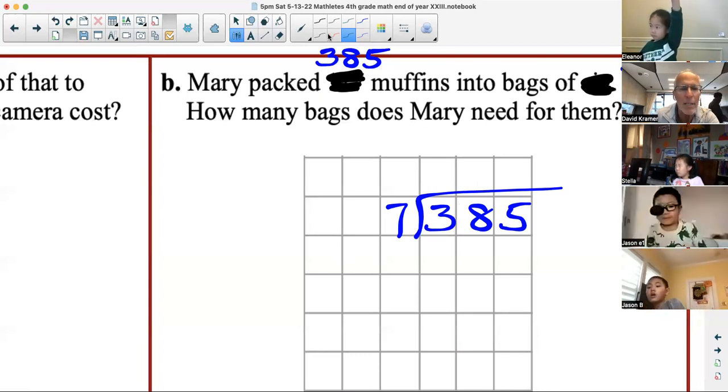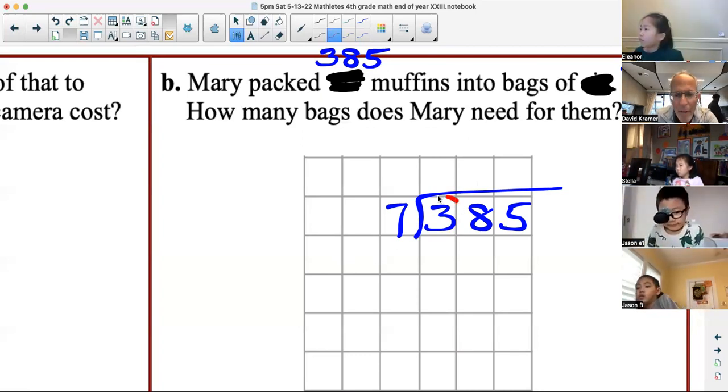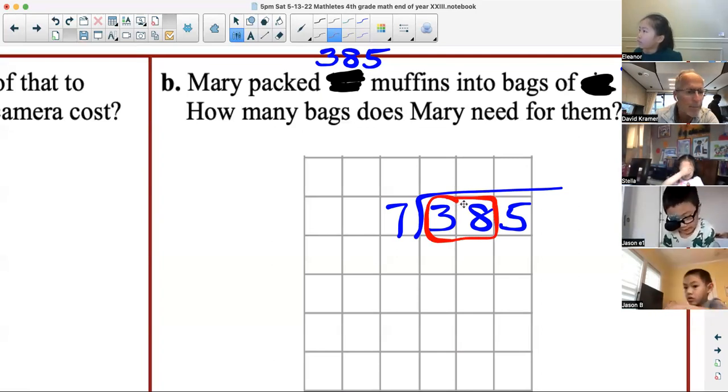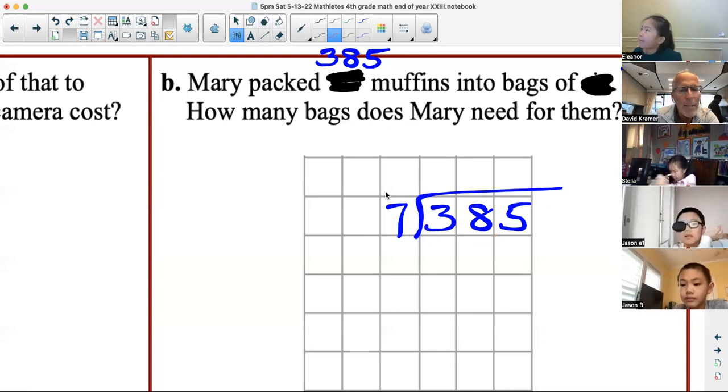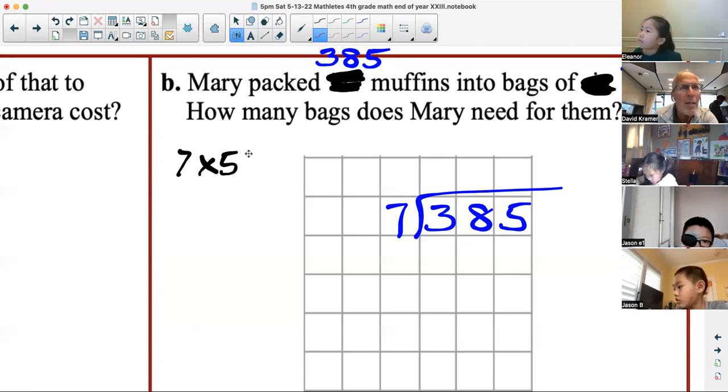How many times, Jason, does 7 go into 38? 3 times. No, 7 times 3 is 21. How many times does 7 go into 38, Jason? Come on, Jason. 5 times. Right, because 7 times 5 is what? 35.